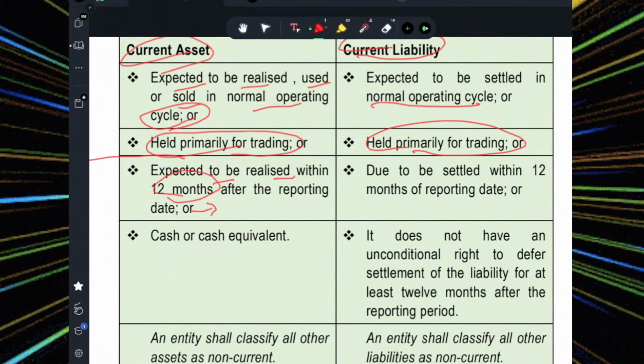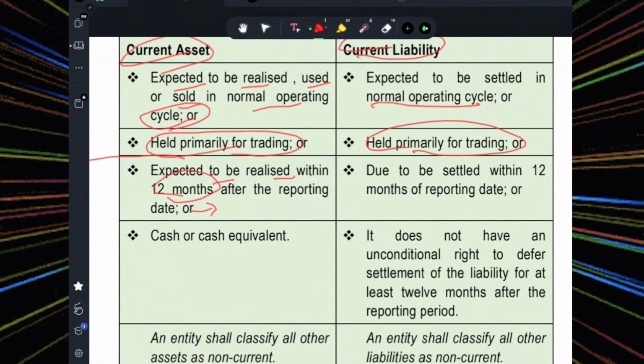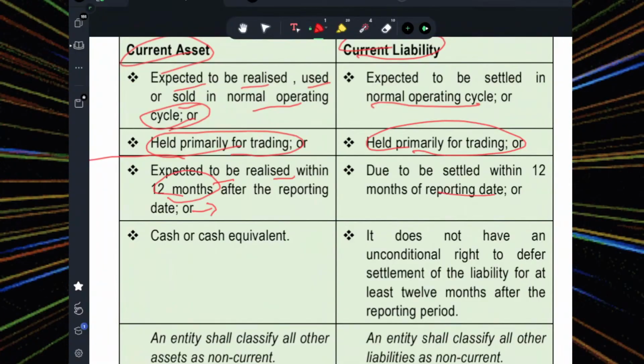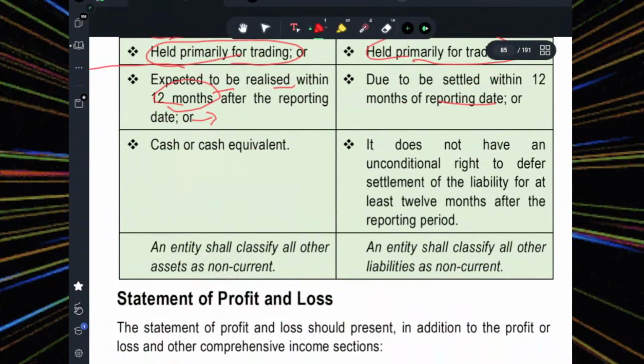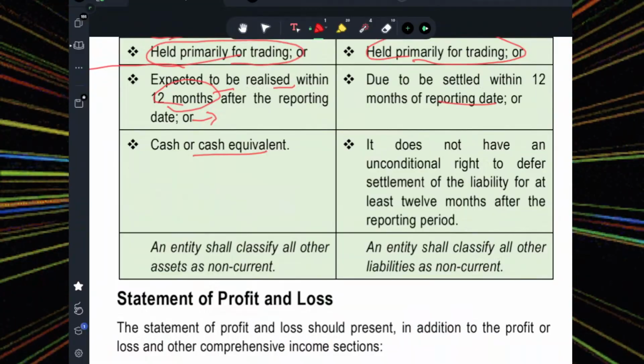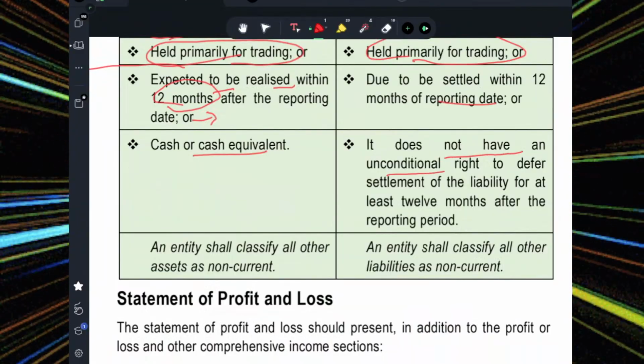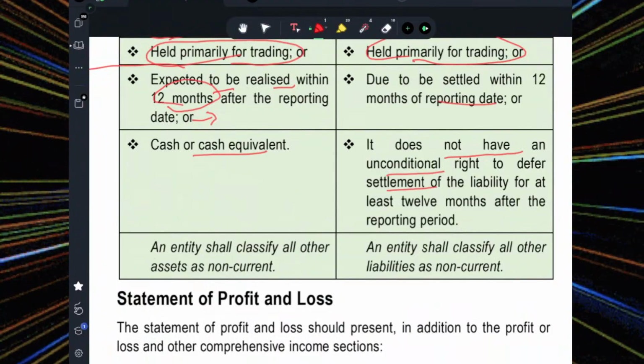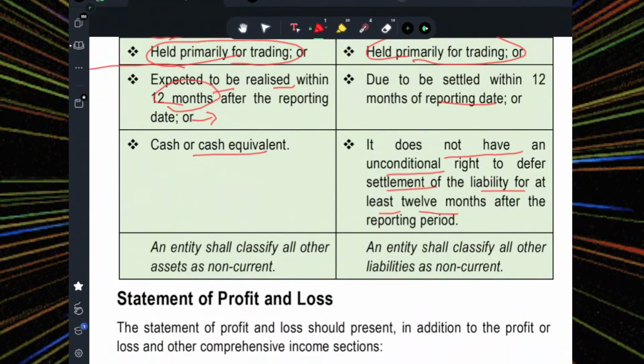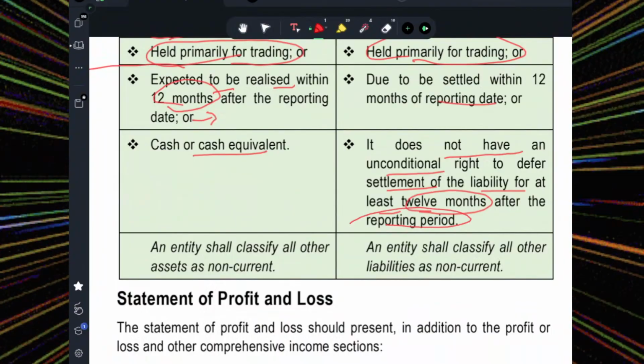A current liability is expected to be realized within 12 months after the reporting date. So you should have 365 days for it to be a current asset. Expected to be settled within 12 months, that is the 365-day reporting period. Cash and cash equivalents. The entity does not have any unconditional right to defer the settlement of the liability for at least 12 months after the reporting period.